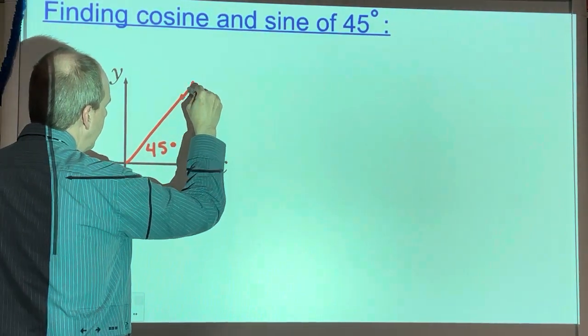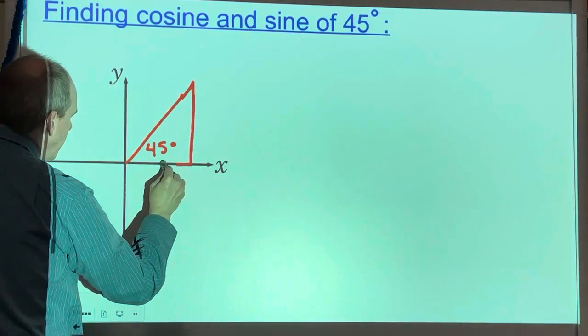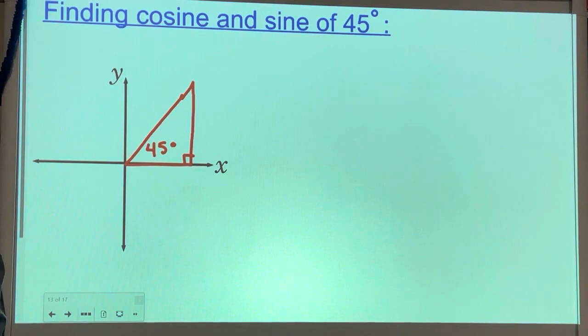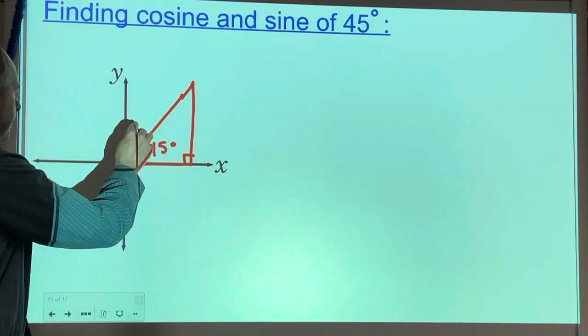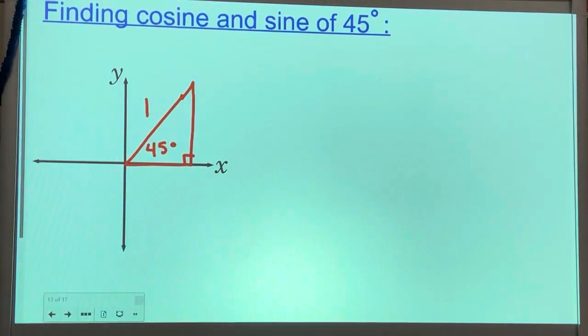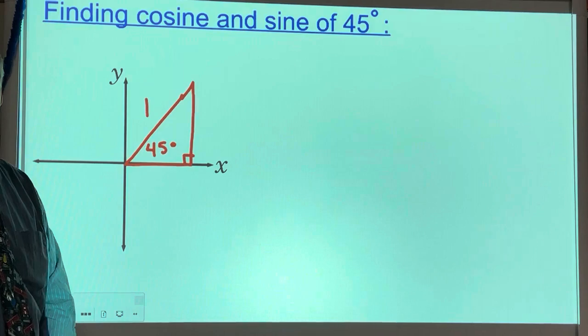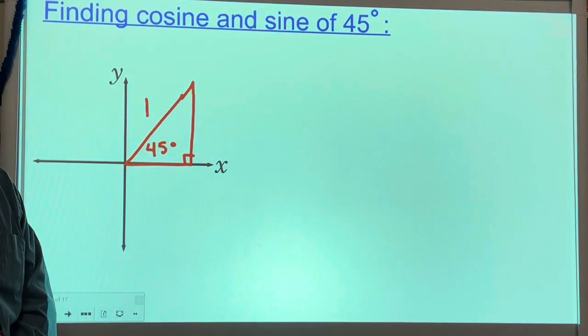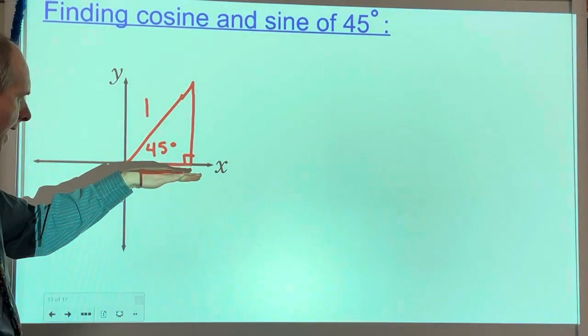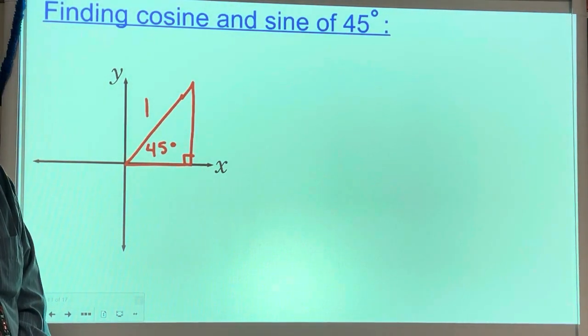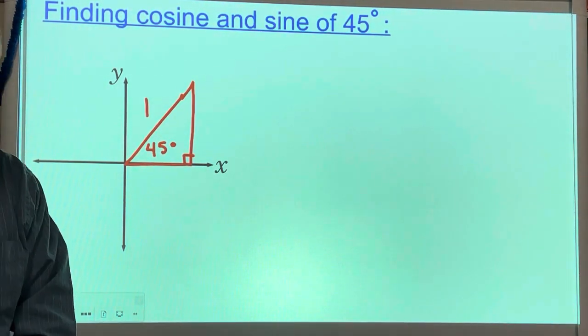If I were to draw a right triangle, assuming I'm dealing with a unit circle, that would make my hypotenuse still 1. How big are the sides? Well, if it's a 45, 45, 90, this and this should be the same value. Right? X and Y are going to be the same. How big?